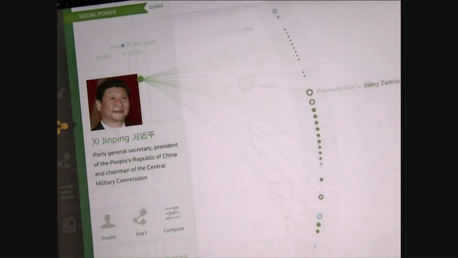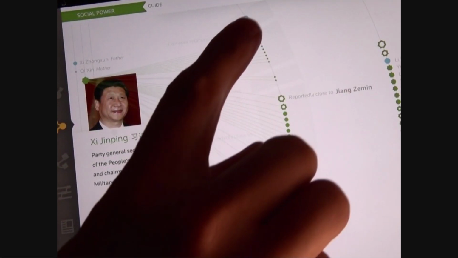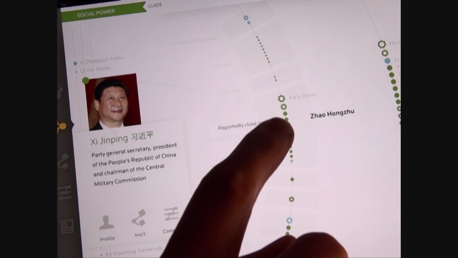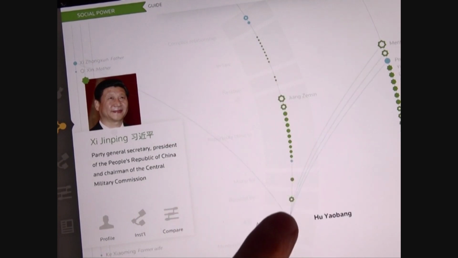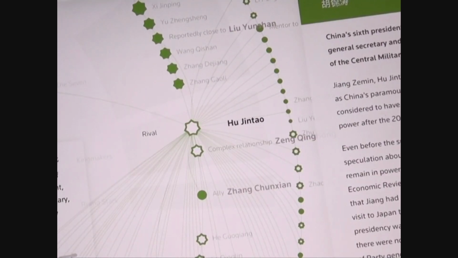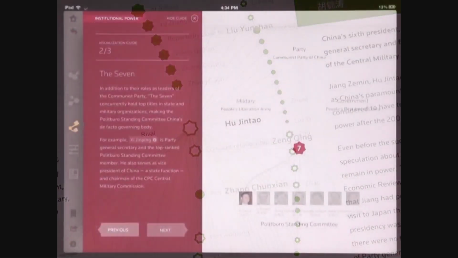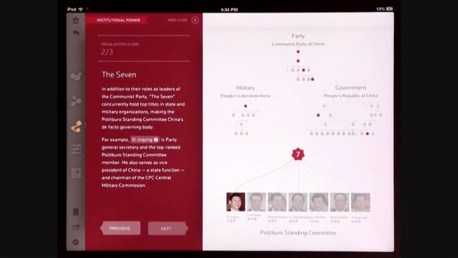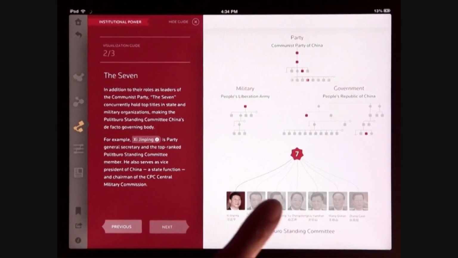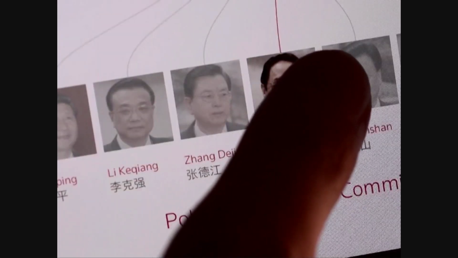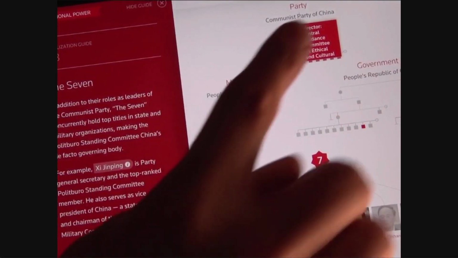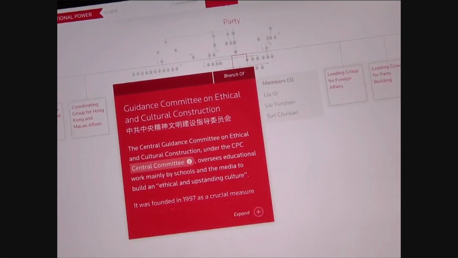Here what we're seeing is the social view. This is essentially the social network of thousands of leaders within China and how they're connected to one another. So, Xi Jinping's network there. Within this view, we see the hierarchical relationships, so institutional power, technically on paper, the way that these people are actually connected to each other.